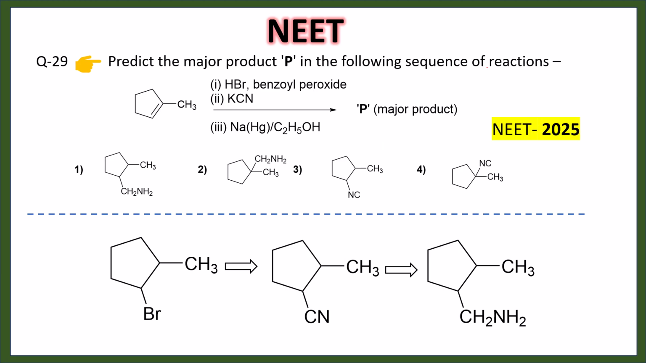Now question number 29. Predict the major product P in the following sequence of reactions. HBr with benzoyl peroxide. So alkene HBr addition in the presence of peroxide effect gives the less substituted bromide initially, and further reaction with cyanide as a nucleophile gives this product by substitution reaction, and further reaction with sodium amalgam and ethanol, reduction of the cyanide happens giving CH2NH2. Here the correct option is this one.